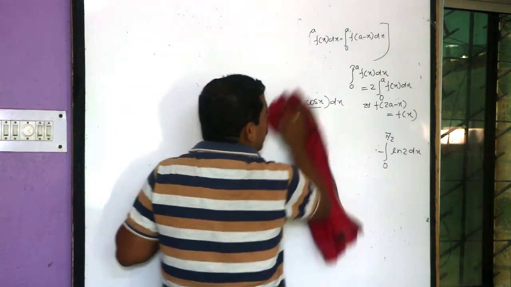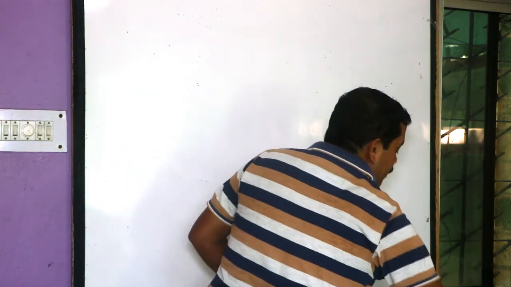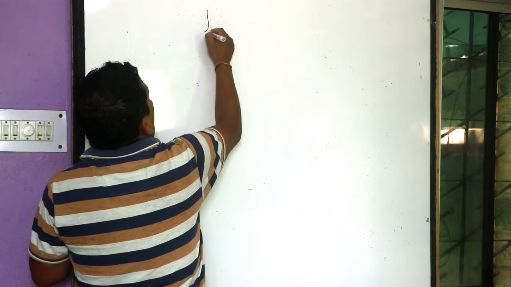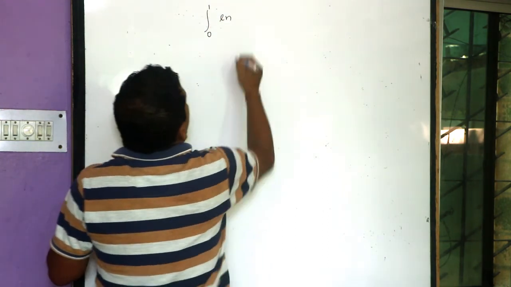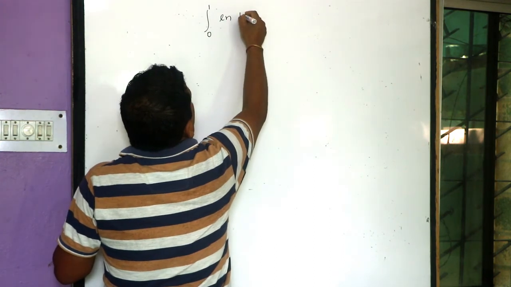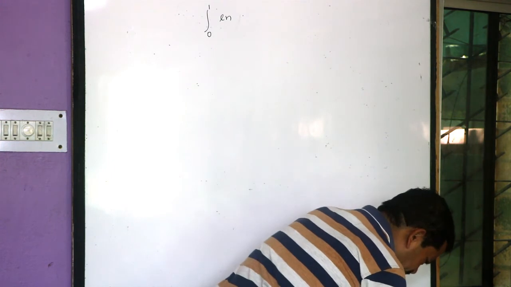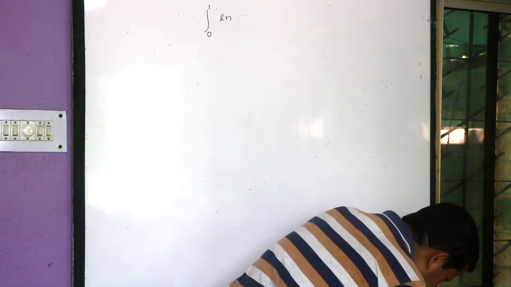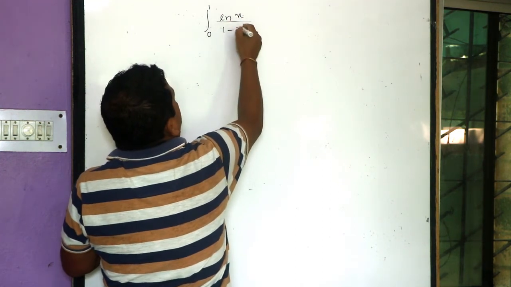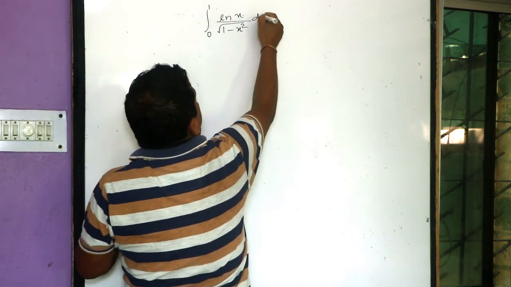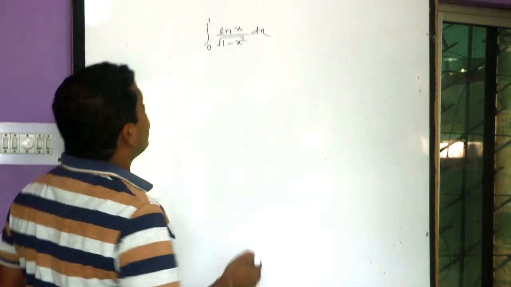Another example, suppose the integration is of the form integral 0 to 1 of log x divided by square root of 1 minus x square, dx. How to evaluate this integration? This is also an important problem.